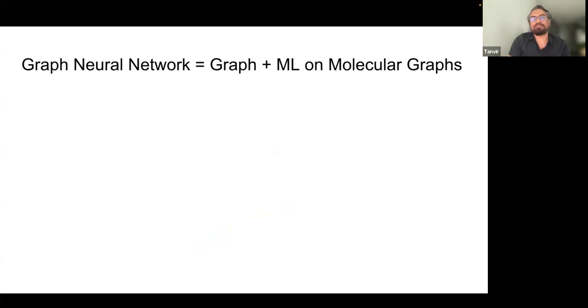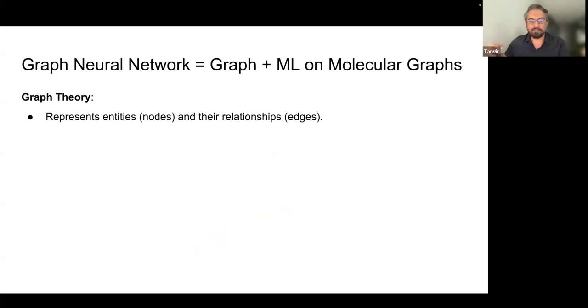So here's where the concept of graph neural networks comes in. A graph neural network is a combination of graph theory and ML on molecular graphs. So we start with the graph theory. We represent entities as nodes, atoms as nodes, and the relationships as edges. The idea is to capture these relationships and encode information in a graph.